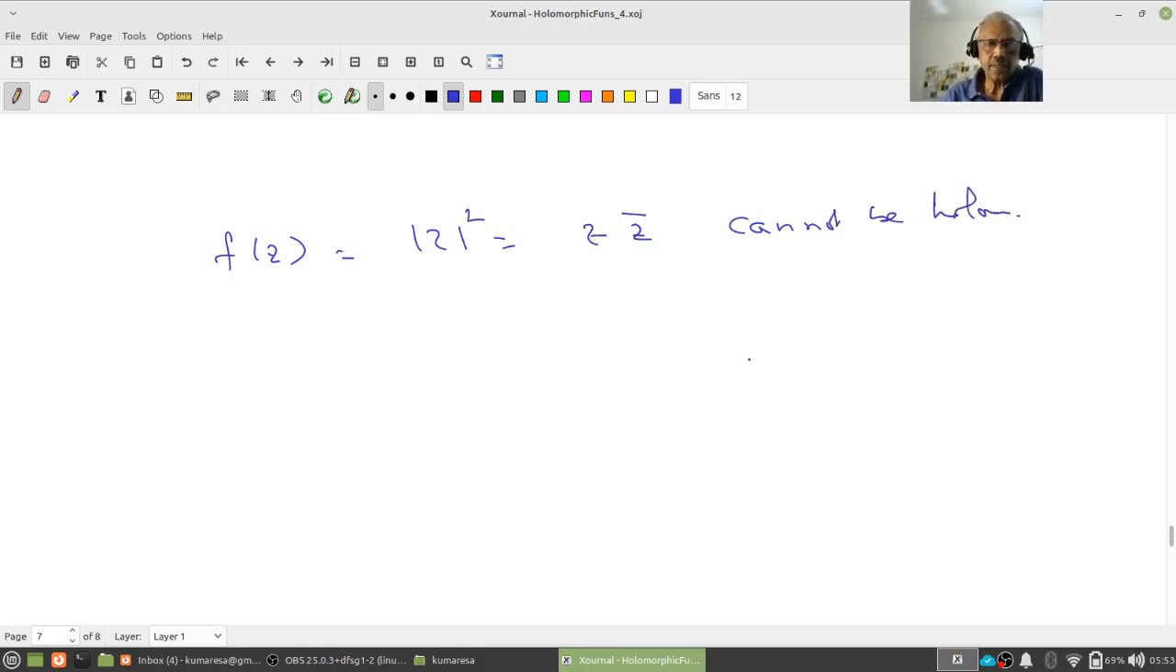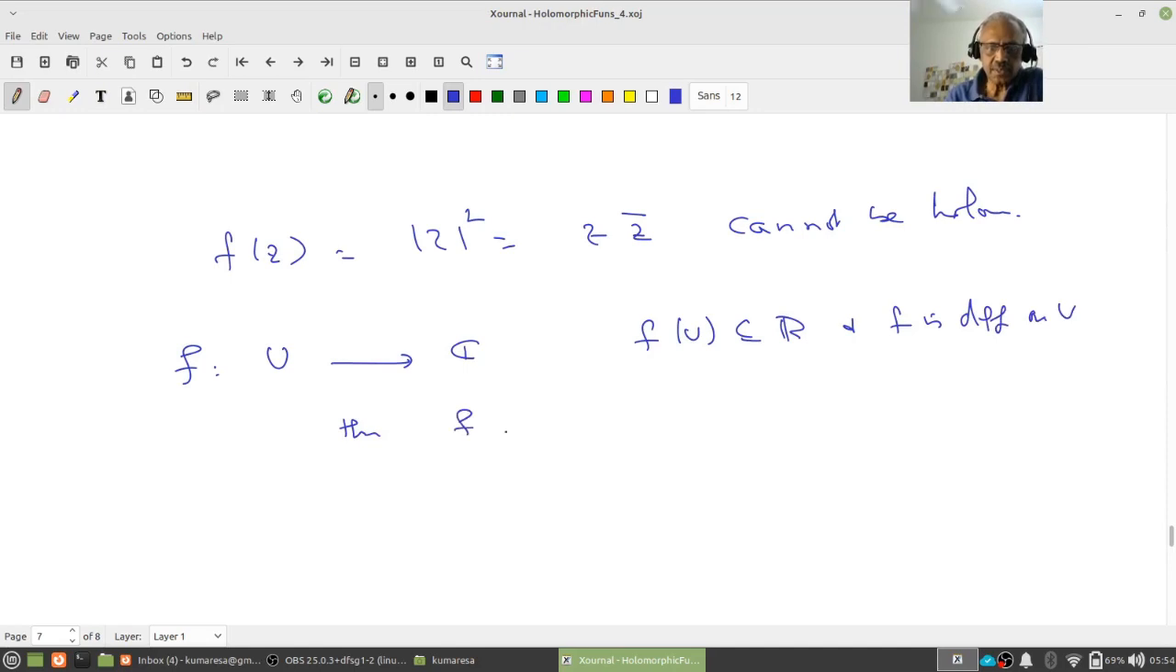For example, f of z equal to mod z squared, but that is z into z bar, therefore cannot be holomorphic. But more generally, we will say that if f is a function from U to C, so that f of U is completely contained in R, and assume f is differentiable on U or holomorphic on U, then f is locally constant.